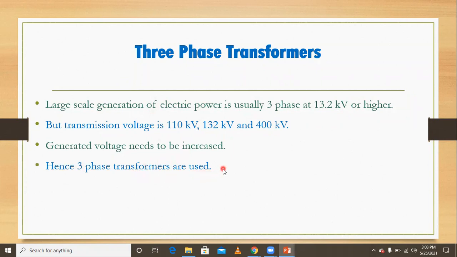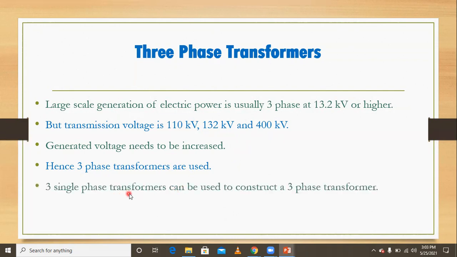The generated voltage differs across generating stations: thermal power plants, hydro, nuclear. This voltage increase, called stepping up, is done by using the three-phase transformer only, because the operating range of these transformers is very high, 110 kV, 132 kV, 400 kV. Much more power can be handled by a three-phase transformer. A single-phase transformer cannot handle this much power.